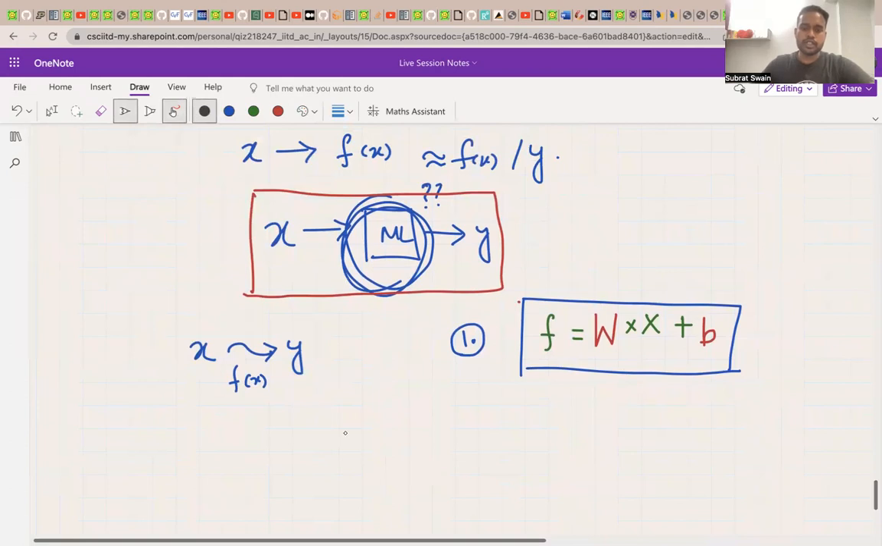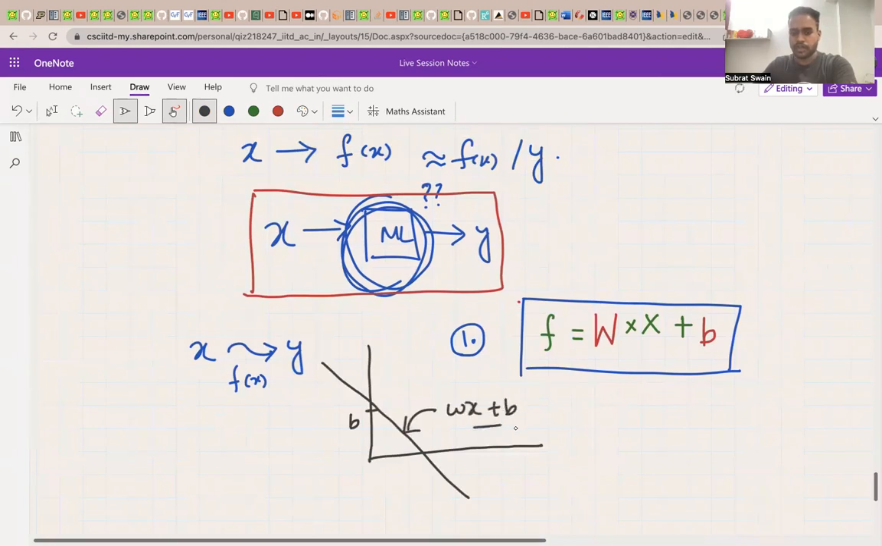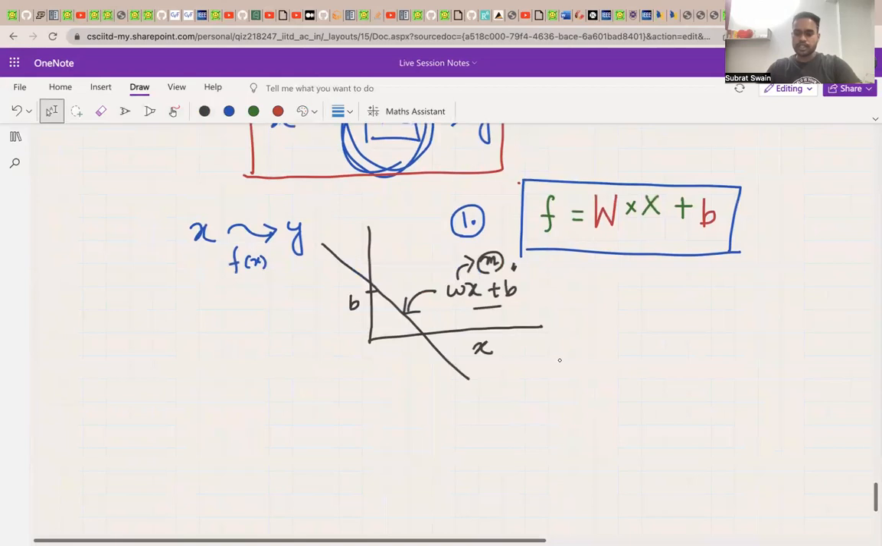If you look carefully, this is the equation of a line. If you take x, and suppose this is b and w is the slope, this will be wx plus b. This is the input, this is the x, this is the slope m. Yes, it is a line.